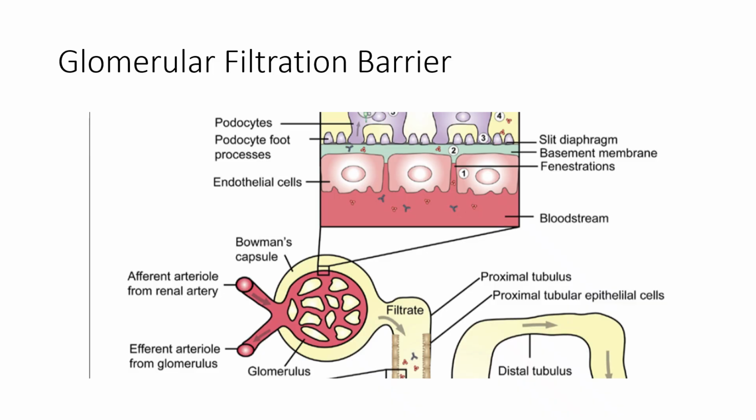Now we will see a bit about the glomerular filtration barrier. This is the main physiological part of how the kidney works and prevents filtration of everything. It is a controlled filtration. Only a select few substances that need to be filtered go out through this filtration barrier.